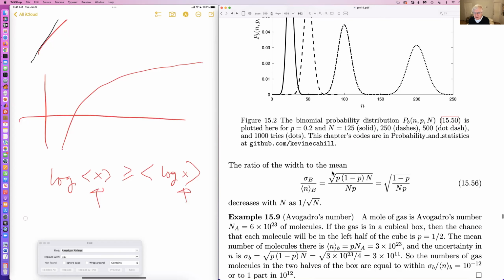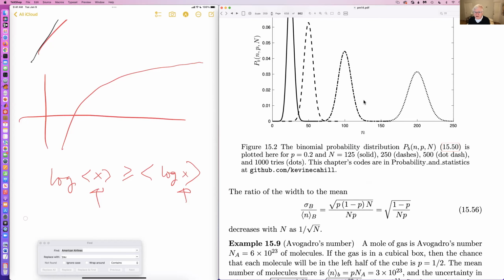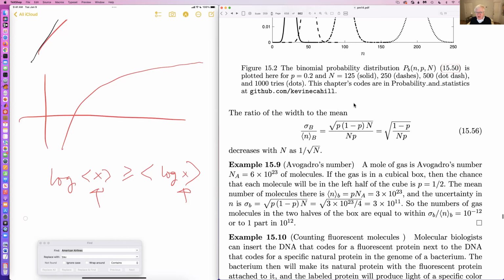And the ratio of the width, which is the standard deviation, to the mean then looks like this, and it decreases as n increases. So the width is this, but the mean is that. And well, it's not quite so obvious that this is what's happening here, but it's true.